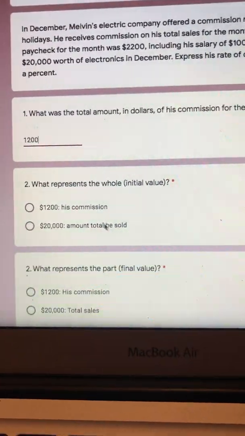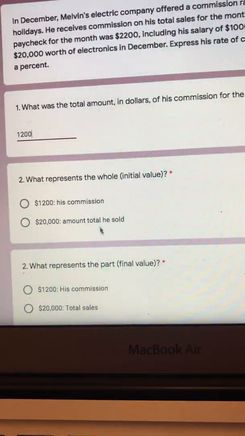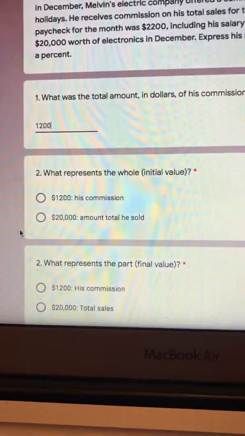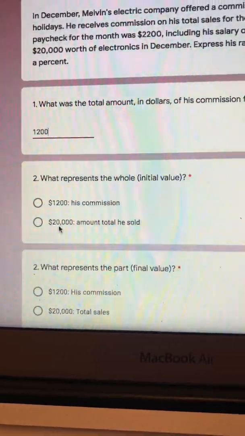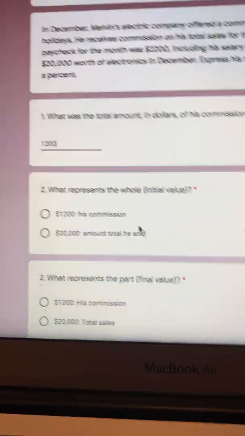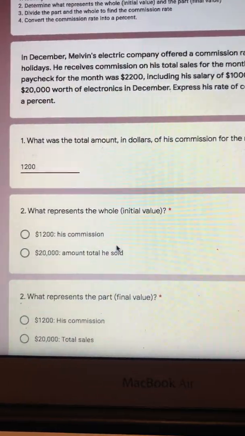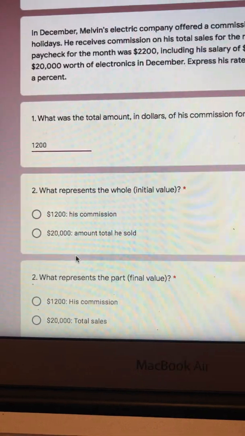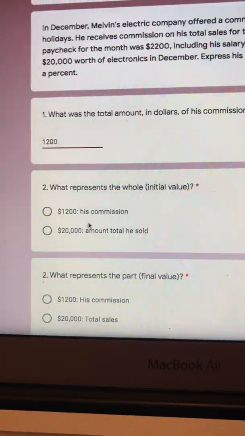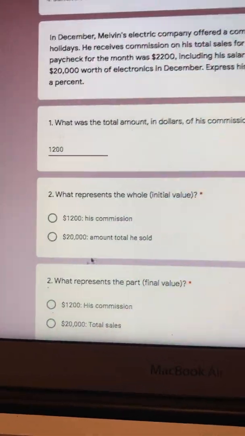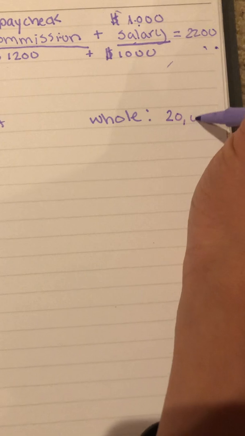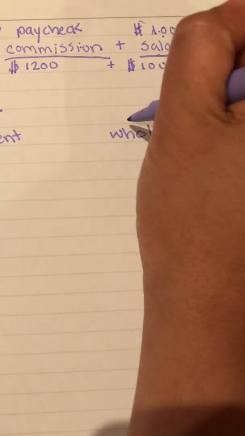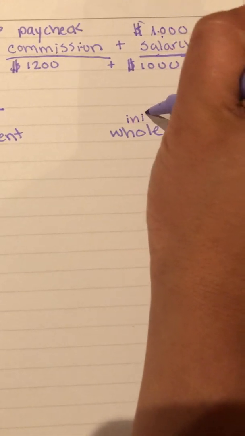And sometimes it can be a little bit confusing determining, well, which one is it? But my whole is the $20,000. That actually is my initial value because that came first. And the commission depends on the total amount, okay? So my initial value is his sales, how much he ended up selling that month. So my whole is a pretty big number. That's $20,000. And remember, that is the initial amount.